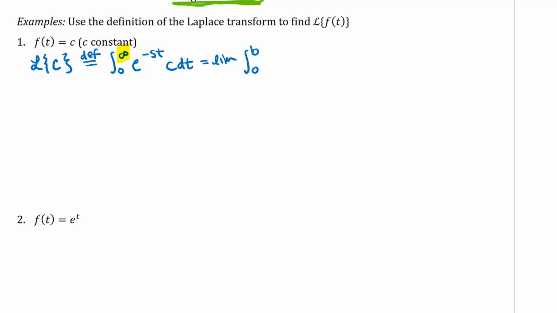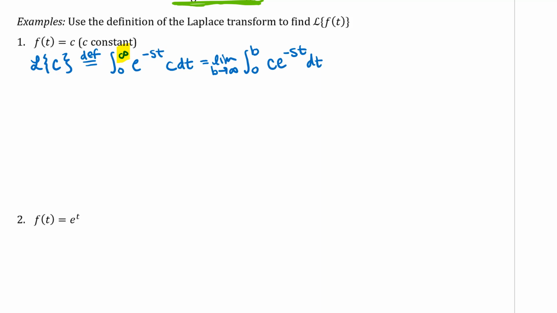So I replace that infinity with b, and then I'm going to out front here write the limit as b approaches infinity of this integral. All right, so limit as b approaches infinity of the integral from 0 to b of this integrand that I have here. I'm going to put the c out front since it's a constant. We're kind of used to writing that out front. All right, and then I need to go ahead and evaluate this integral.